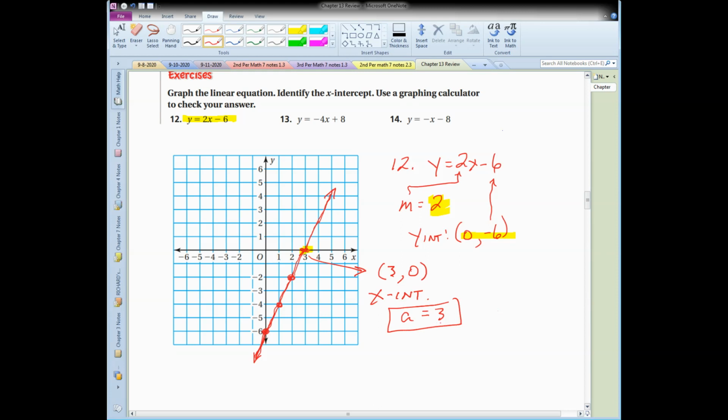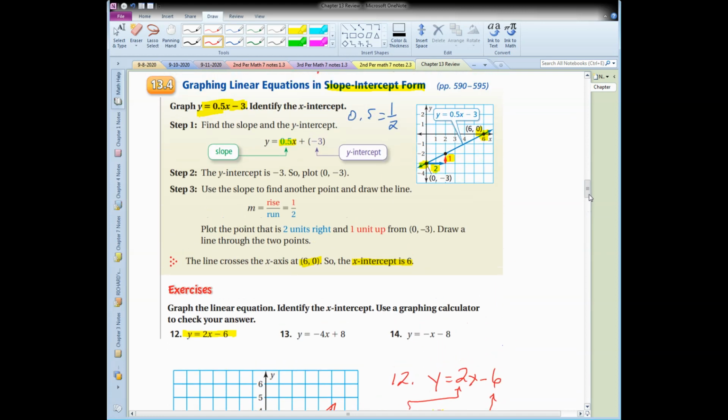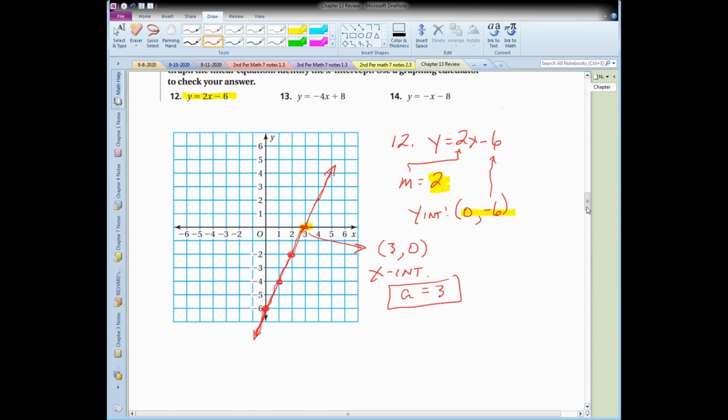Okay, so that's it. You guys hopefully can do that, and you have examples. You got that example, and you got that one. All right.